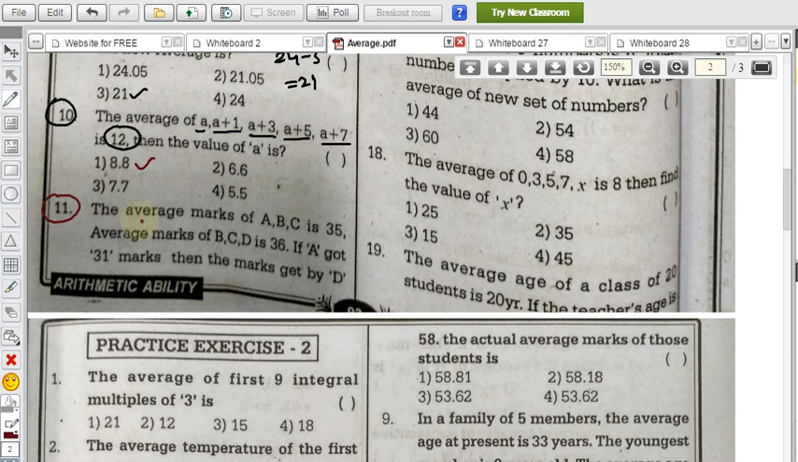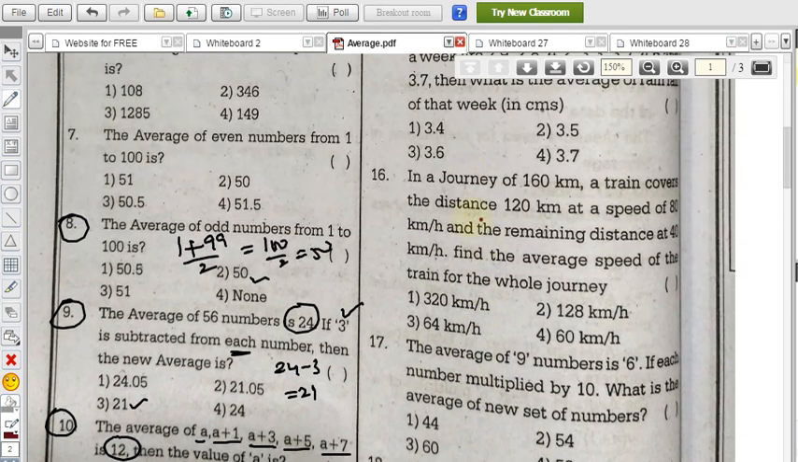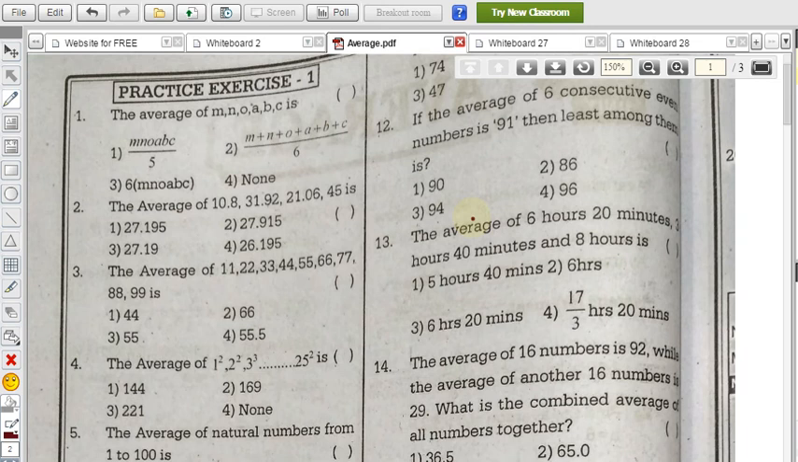Here, one more interesting question. The average marks of A, B, C is 35. The average marks of B, C, D is 36. If A got 31 marks, then the marks got by D is dash. So, the option didn't print correctly, so the marks got by D is dash directly. So this option's not there here.